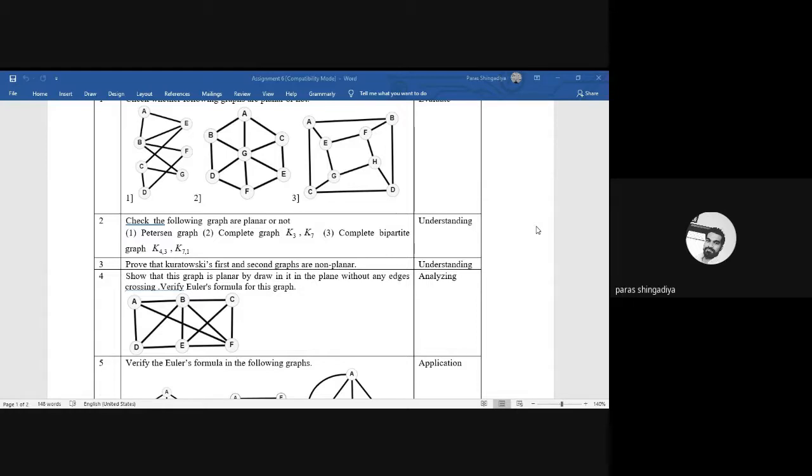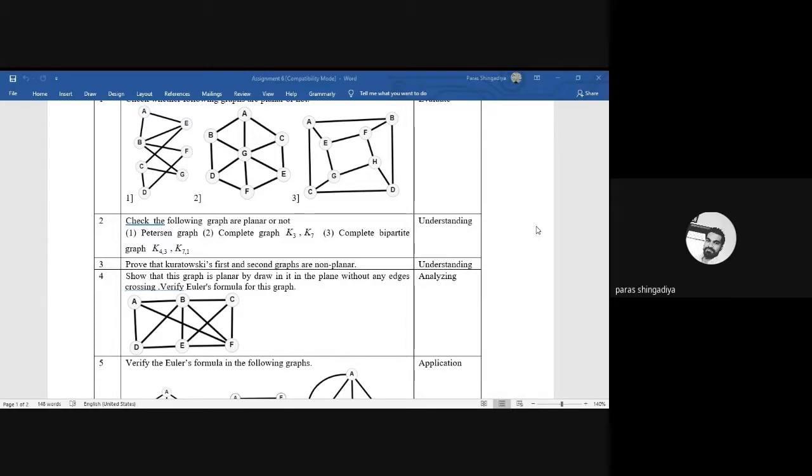Okay, and then after question number 3, that is one of the theorems. Prove the first theorem, that K5, the first graph, is a non-planar graph, and the second graph is K3,3, which is also a non-planar graph. Okay, and then after, question number 4, that we had also discussed, I think. Is it remaining? Question number 4.